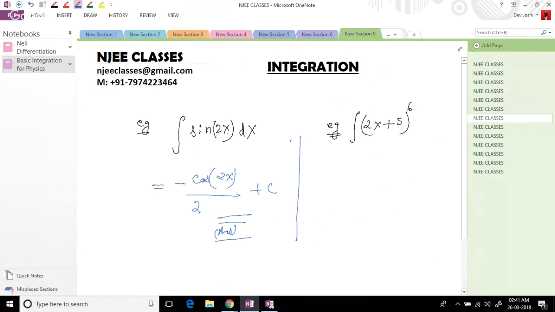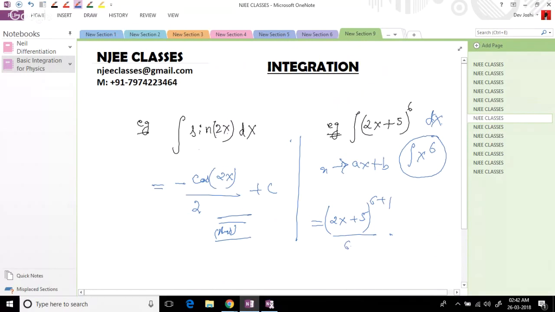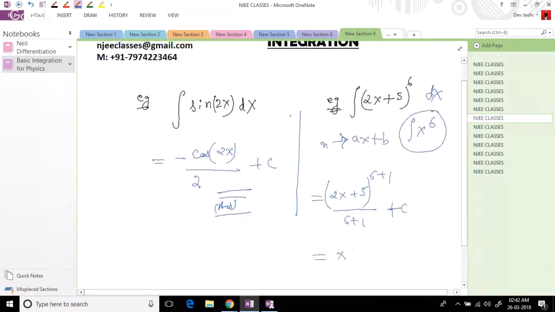Next, 2x plus 5 to the power 6. So what are we expecting? The integral of x to the power 6 we are expecting. So again, what is happening? x is replaced by ax plus b. Correct. So now put in the values. The integration of x to the power 6 is x to the power 6 plus 1 upon 6 plus 1, right? So that is going to be equal to 2x plus 5 to the power 6 plus 1 upon 6 plus 1, plus c. So it is going to be equal to (2x plus 5) to the power 7 upon 7 plus c. So that is my final answer.